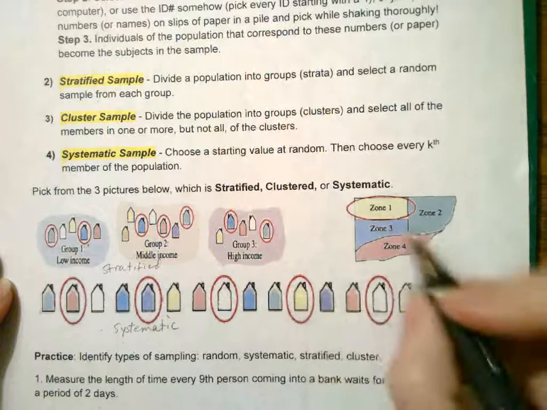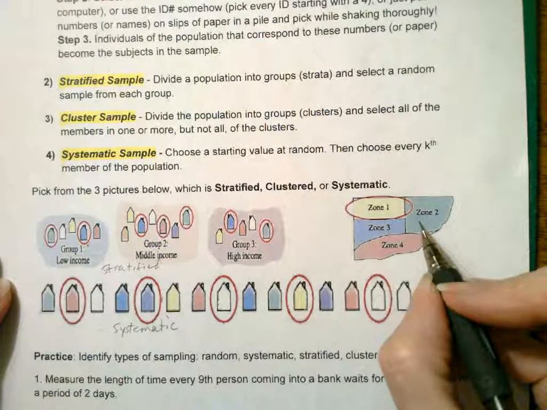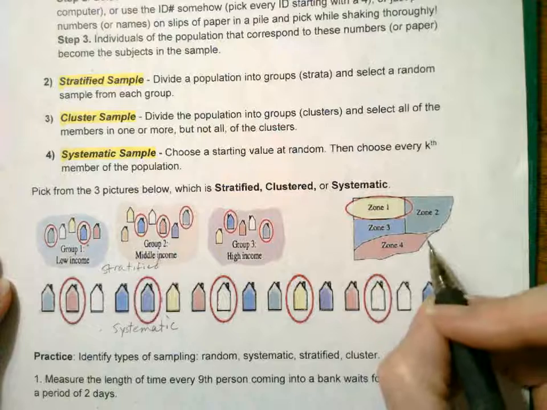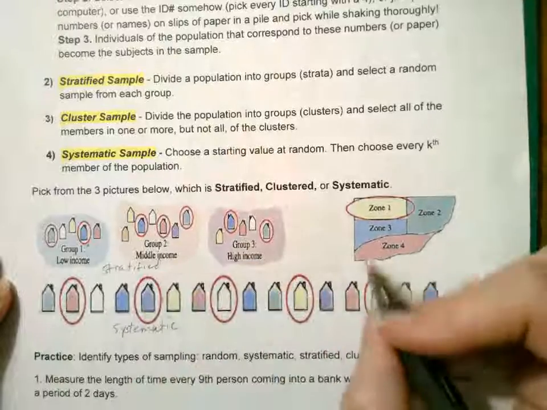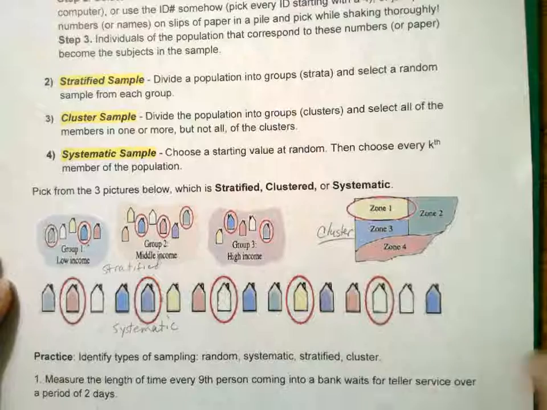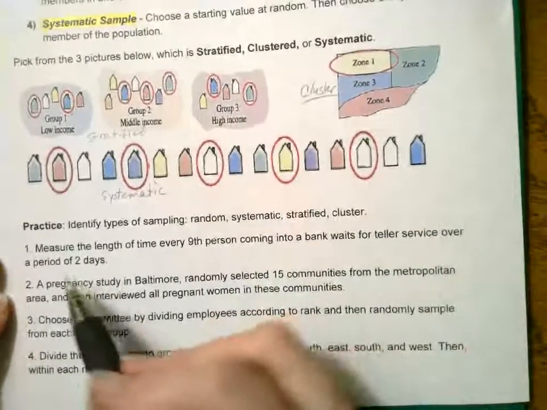Systematic. Okay, so this must be cluster. Well, they are separated into zones, and then you're taking all of this zone. And to be clear, you could take all of this zone too, as long as you're taking all of a group, okay, versus some from each group. So this is the cluster sampling method.